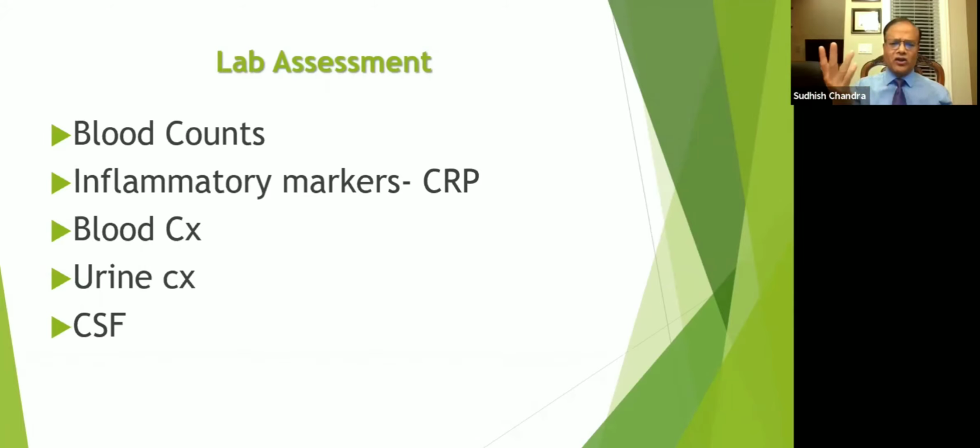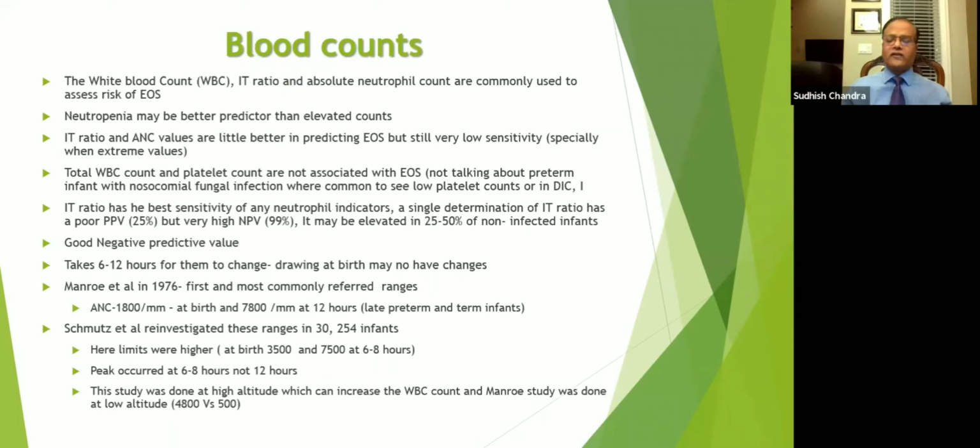So this is a little busy slide because I did not want to make 3 or 4 slides. When it comes to blood count, it has very limited value when it comes to ruling sepsis in or out. So the white count, IT ratio, absolute neutrophil count, or ANC, are commonly used to assess the risk of early onset sepsis. Neutropenia may be a better predictor than elevated counts.